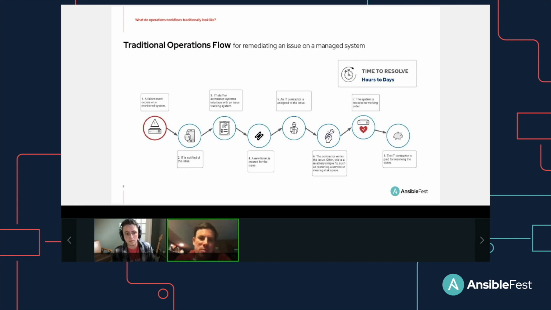So first thing that happens is a failure event comes in on a monitored system. So you've got some monitoring in place. It detects an issue and it triggers an event. IT gets notified about the event, and what they do is they usually create a ticket. Sometimes the ticket's created for them. Sometimes they have to go and manually create the ticket.